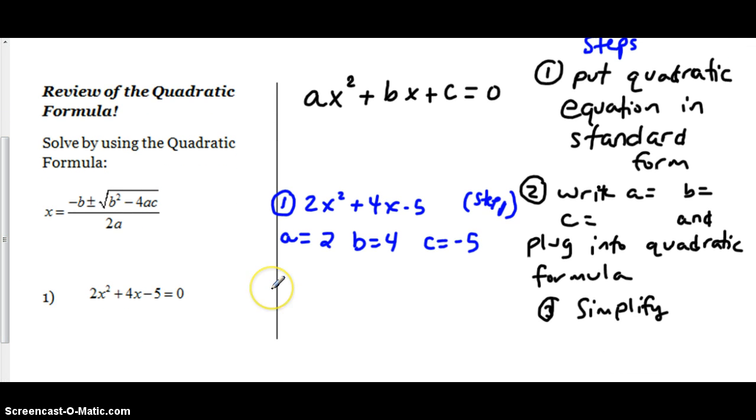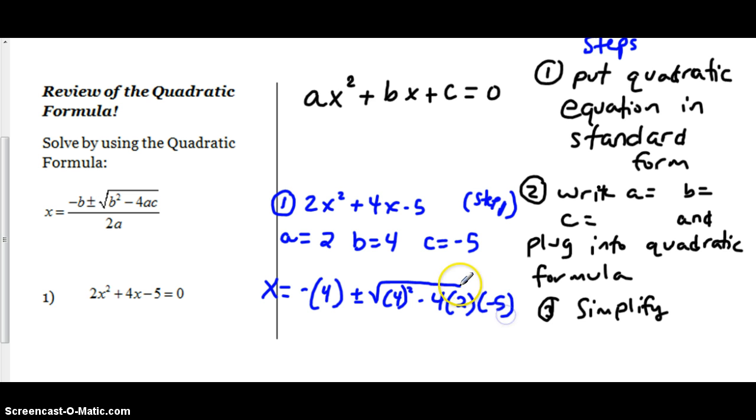And we always plug in using parentheses. So here's our quadratic formula. x equals, so negative b, so negative 4, plus or minus the square root of b squared, so 4 squared, minus 4 times our a times c. And then everything is all over 2 times a. So 2 times, and in this case, a is 2. All right. Everything should be plugged in now. I want you to go ahead and try to simplify on your own and then bring it back.